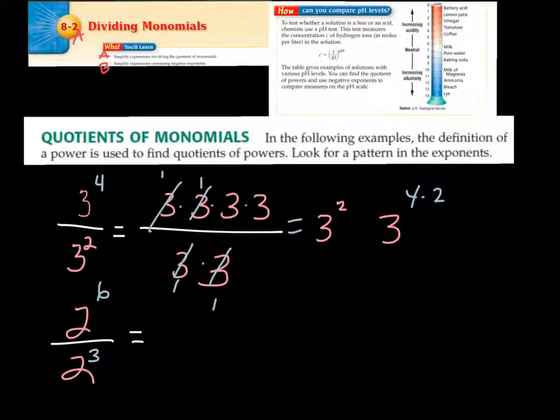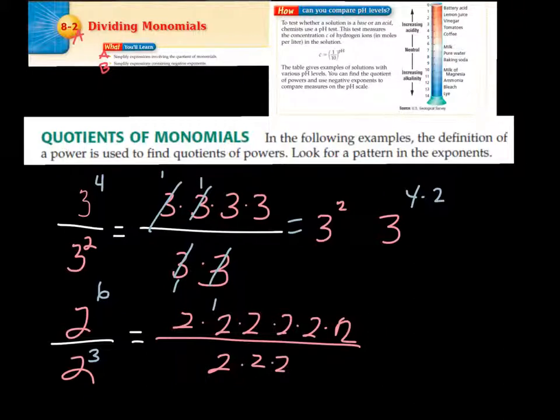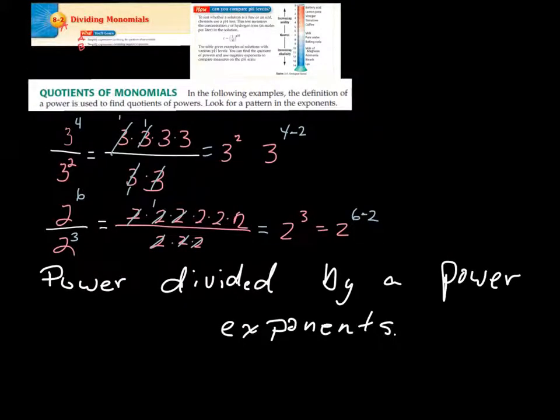Let's look at another one. I've got 2 to the 6, so I need 6 2's, over 2 to the 3rd, that's not so bad. So again, I can cancel, and what I have left is 2 to the 3rd. So again, it appears that power divided by power, we subtracted the exponents. That's a minus sign. Power divided by power, we subtract exponents.